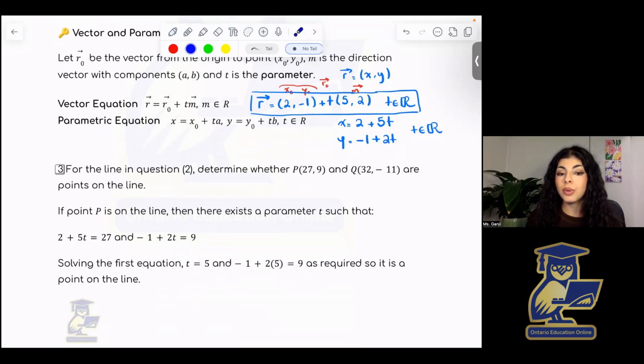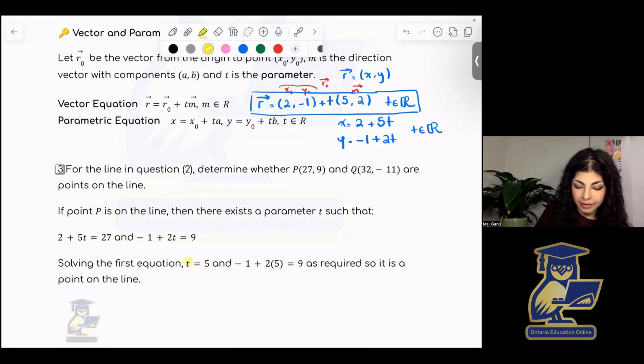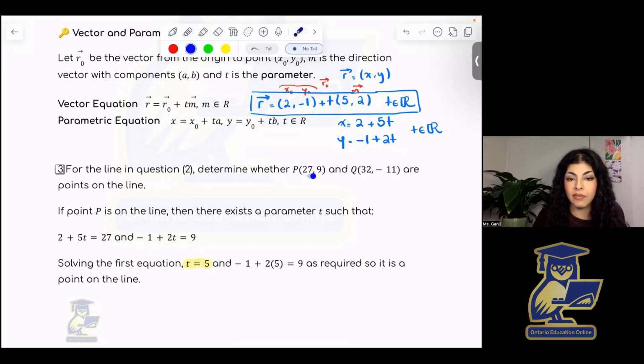So then there does exist one constant parameter, which is t equals 5, that satisfies this parametric equation to give us the point 27, 9. So then, yes, this point is on the line.